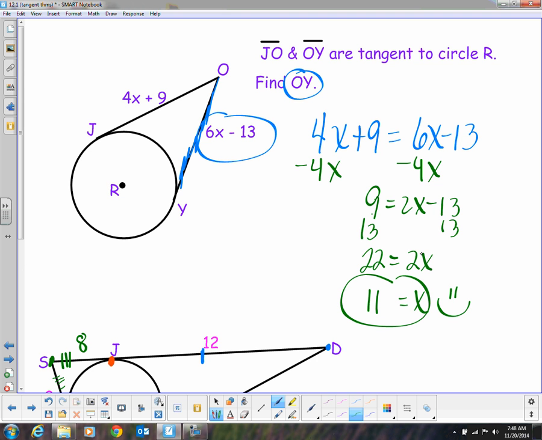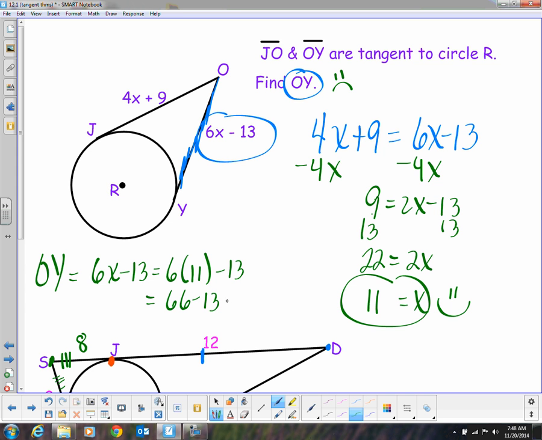You found x. But is it a happy face for the answer? Because the answer says what? OY. We haven't done that. How do I find OY? It's going to be 6x minus 13, or 6 times 11 minus 13, or 66 minus 13, or 53. All right. Will the EOC have you stop at x? No. They will go back to go here. This is going to be a moderate level question because it's more than one step.